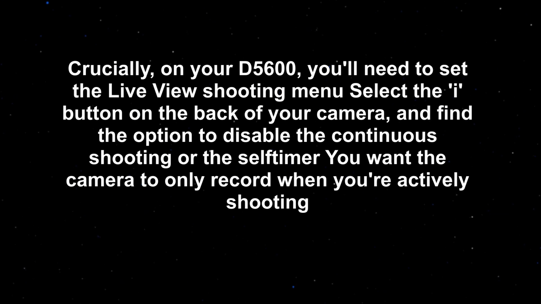Crucially, on your D5600, you'll need to set the live view shooting menu. Select the add button on the back of your camera and find the option to disable the continuous shooting or the self timer. You want the camera to only record when you're actively shooting.